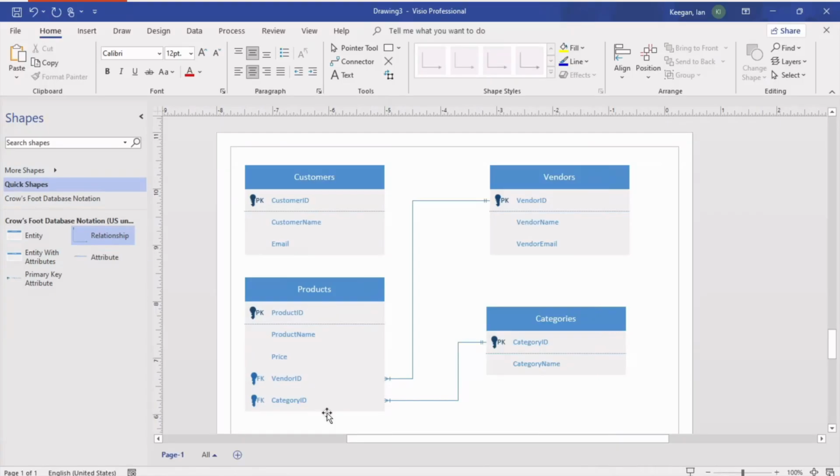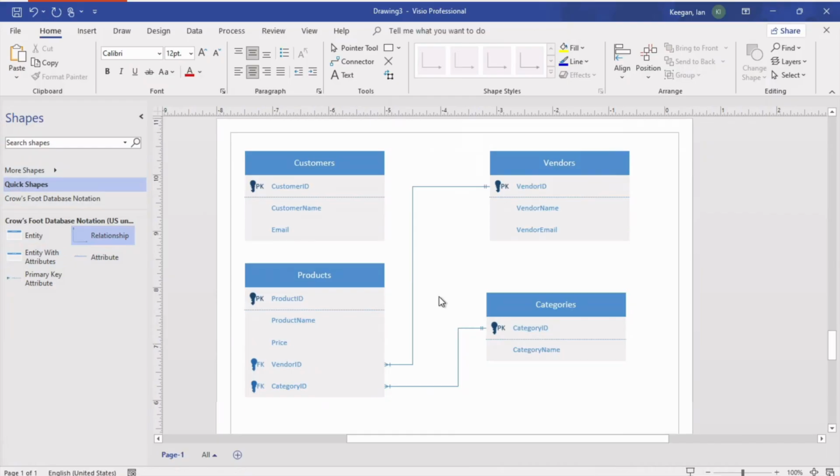All right, so first we'll talk about the relationship between the vendors table and the products table. It's a one-to-many relationship: one vendor can supply many products, but each product is supplied by only one vendor, so that's why it's one-to-many here.